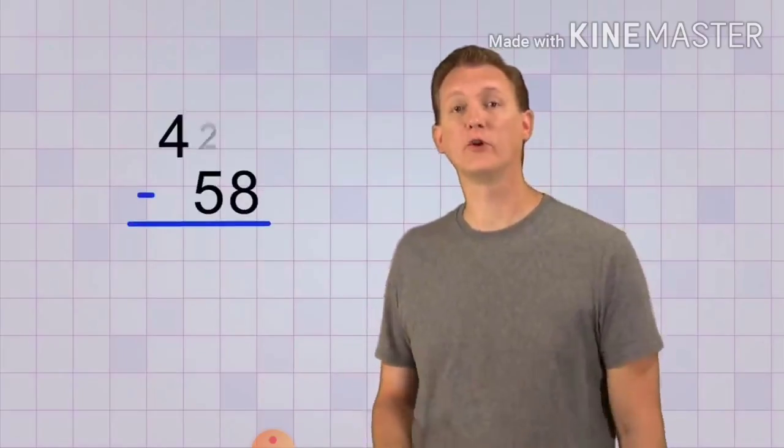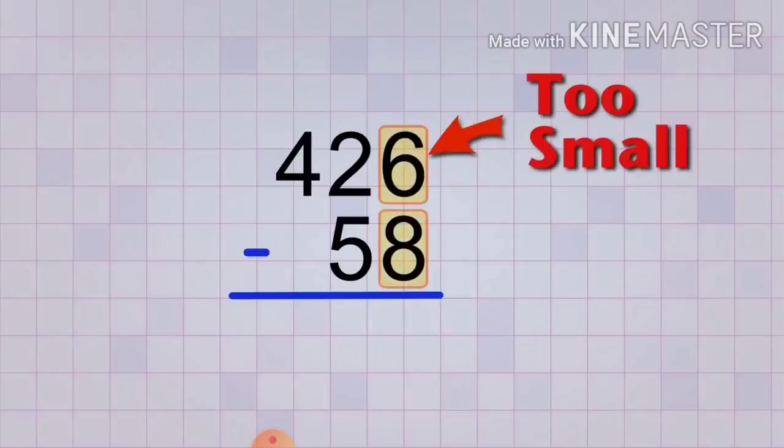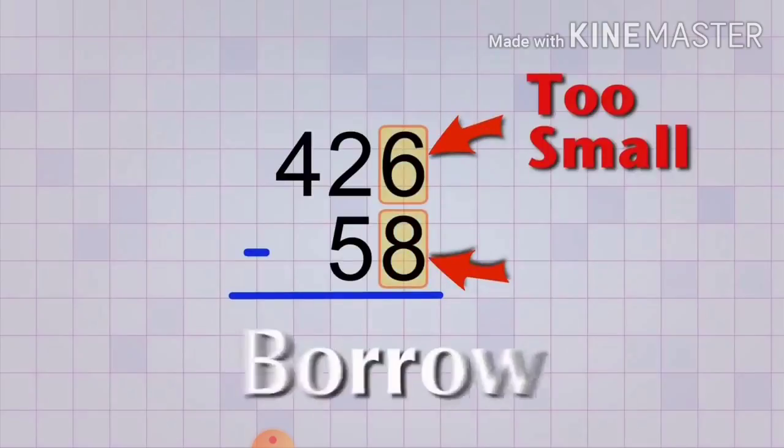Alright, let's try another example with borrowing, or regrouping as some teachers call it. Let's subtract 58 from 426. Again, we start by subtracting the digits in the ones place column. Here we have 6 minus 8, and since 6 is too small to subtract 8 from, we'll need to borrow.